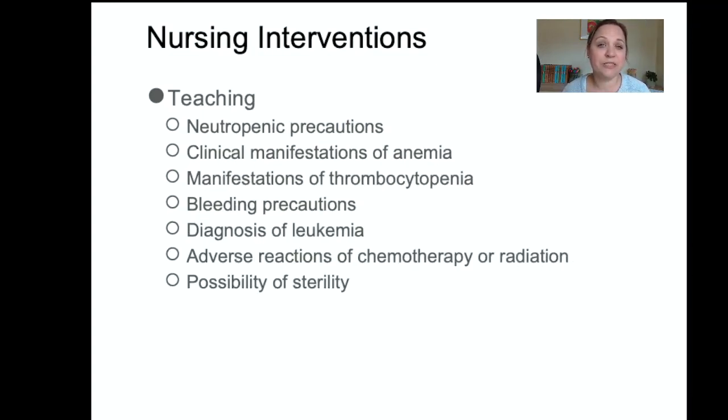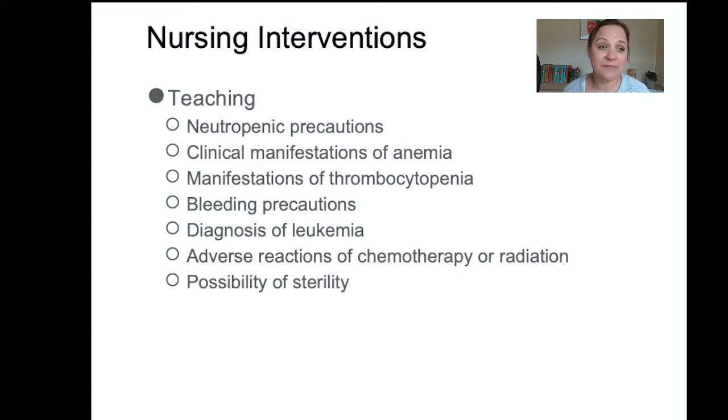Teaching, we're going to teach about neutropenic precautions, avoiding crowds, avoiding sick people, no scooping the cat litter, don't play in the dirt, wash your hands a lot. We need to keep these patients healthy because they don't have a good immune system to fight off disease. We're going to look for those signs and symptoms of anemia, dizziness, fatigue, shortness of breath. We're going to have them watch for those signs and symptoms of thrombocytopenia, low platelets, excessive bruising, petechiae.